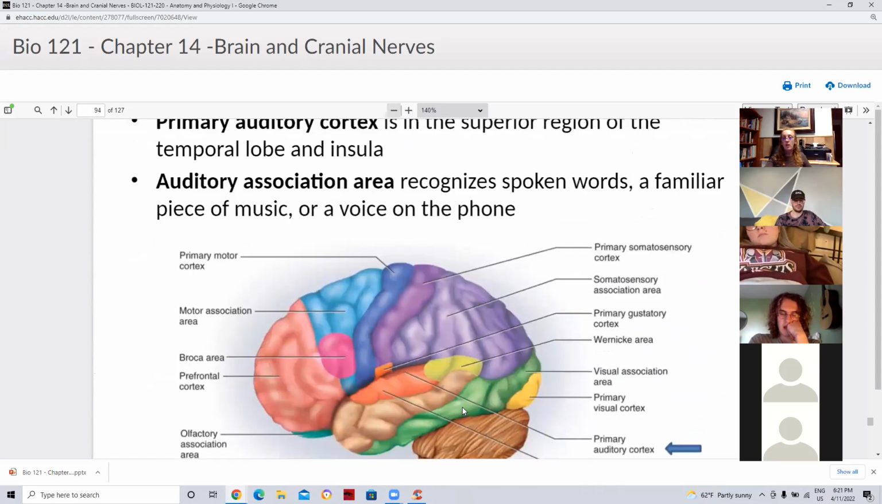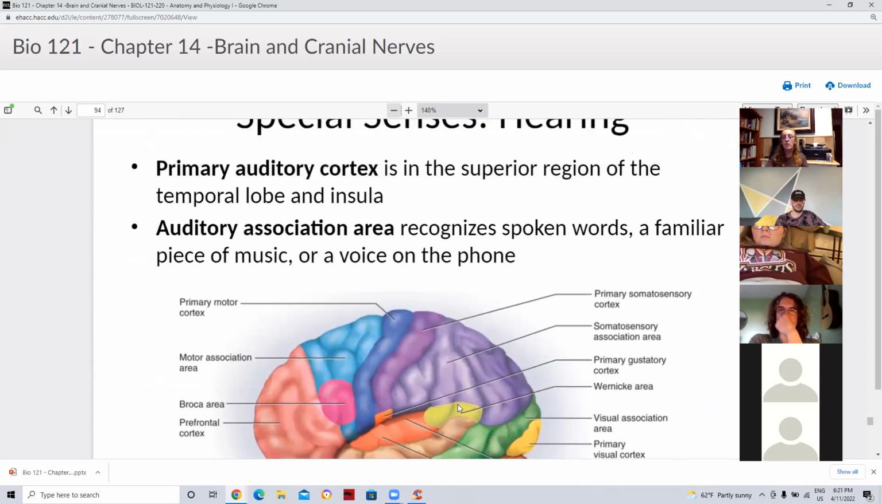Hearing is probably the easiest to determine because most of it is in the temporal lobe and the insula. Primary auditory cortex is in the superior region of the temporal lobe and insula. The association area recognizes spoken words, a familiar piece of music, or a voice on the phone. Wernicke's area is also involved in recognizing voices on phones.